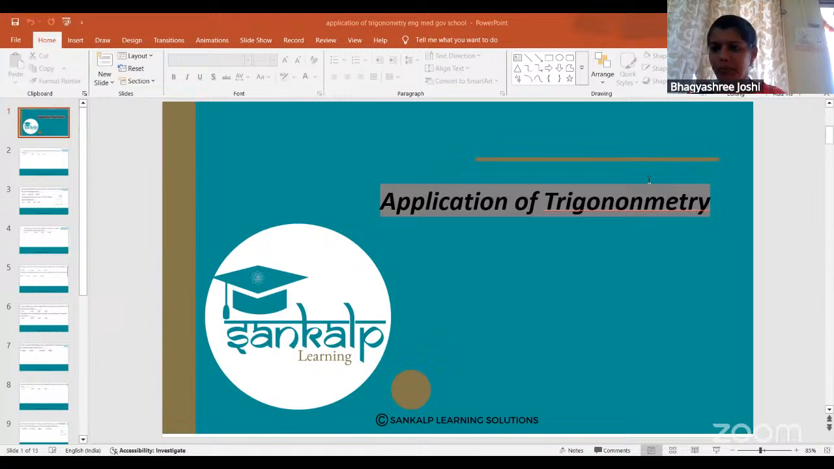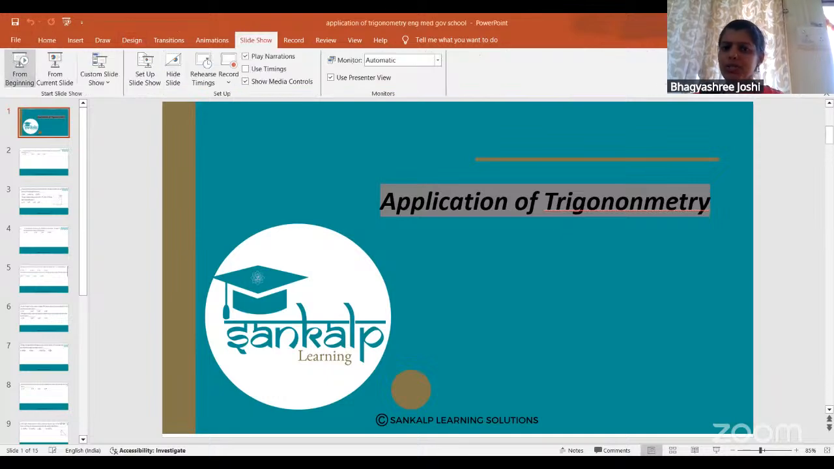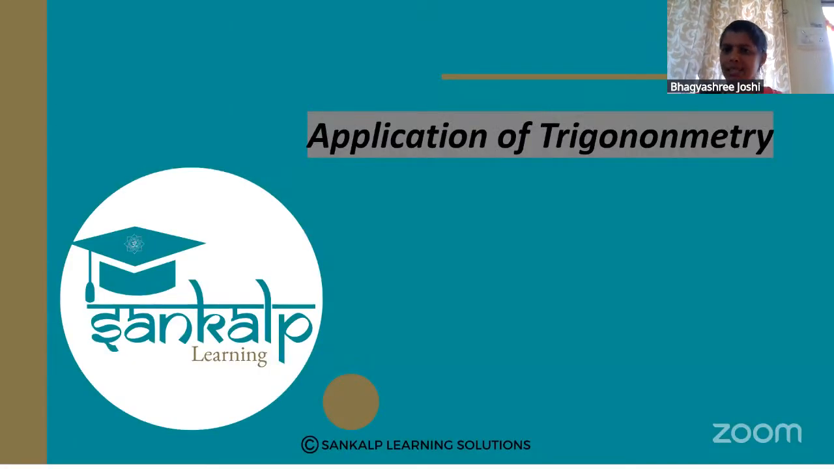From this chapter, we are going to get a 4 marks question. So this is also a very, very important chapter. Here we are using the application of trigonometry, that means uses of trigonometry. Where we use the trigonometry concept is called application of trigonometry. So, what is the use of trigonometry? Why are we going to study trigonometry?